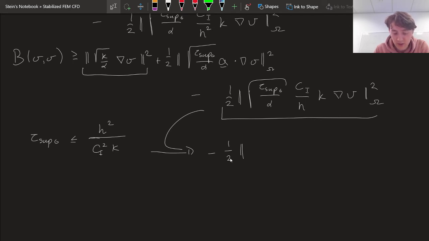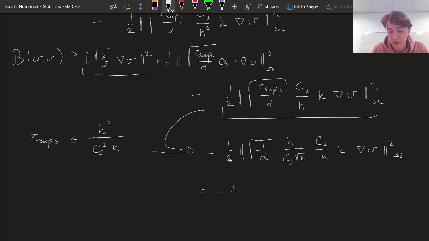Okay, so we have the square root of tau, which gives us the square root of 1 divided by alpha times h divided by Ci square root of kappa, that's the square root of tau, times Ci divided by h times kappa times the gradient of v. And that's going to be equal to, cancels, cancels, cancels, cancels, cancels, square root, right? So it's going to be equal to the square root of kappa divided by alpha times the gradient of v squared. Yeah? And since this is an inequality smaller than or equal to, this is always going to be larger than or equal to, because there's a minus sign there.